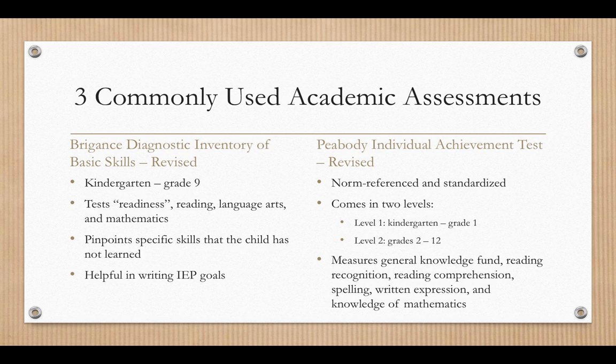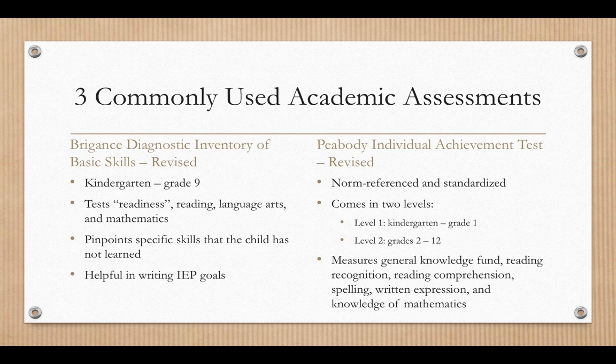3 commonly used academic assessments. So the first one is the Brigance Diagnostic Inventory of Basic Skills Revised. It's kindergarten through grade 9. It tests readiness, reading, language arts, and mathematics, pinpoints specific skills that the child has not learned, and is helpful in writing IEP goals.